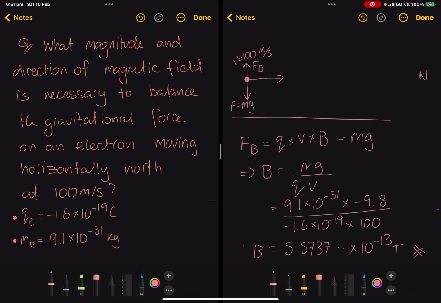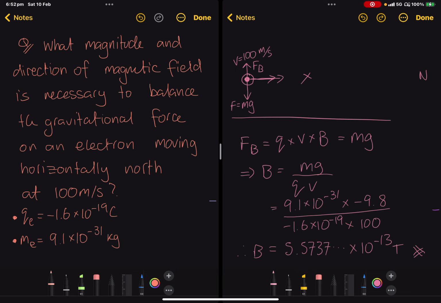Now, if this was a proton and it was traveling this way, if the field was going into the page, the acceleration would be upwards, because we would have the velocity vector going this way. If we use our right hand rule, our index finger would point in that direction, our middle finger would point into the page, which would be the field direction. That would mean the force due to the field would be up. That's if it was a proton.